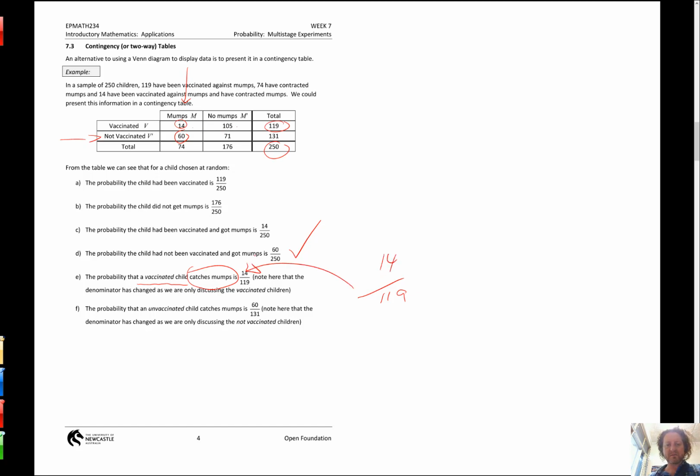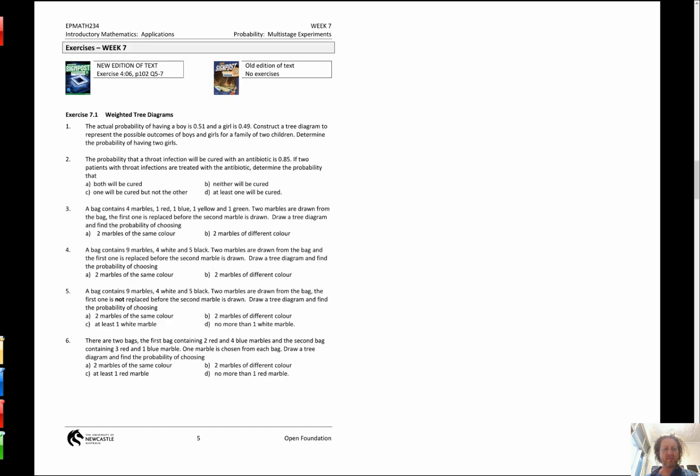And then the probability that an unvaccinated child, we're only talking unvaccinated, which had a total of 131, so my denominator is 131. And how many of them caught mumps? Well, 60 caught mumps, 71 didn't, so it was a 60. So there's us answering the questions using a two-way table instead of our Venn diagram. Again, that was quick. Let's grab an example to play with.